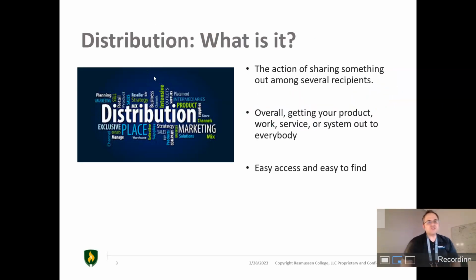Other than that, distribution as a whole is the action of sharing something amongst several recipients. Overall, it's getting your product, work, service, or system out there to everybody and making it easy for them to find. It's pretty much what we're doing this week, and discussing a lot of different techniques that focus on those elements as well.